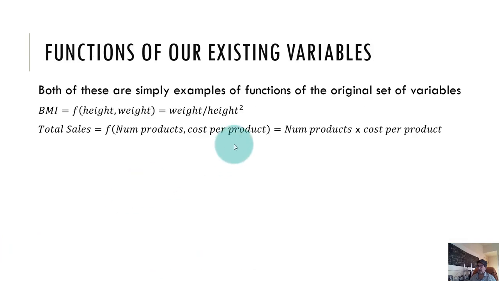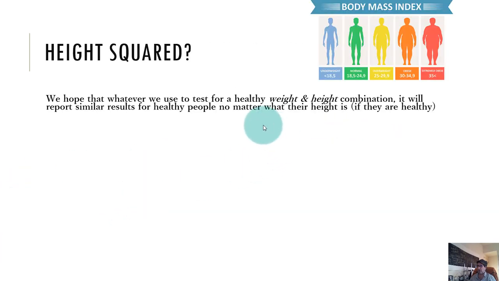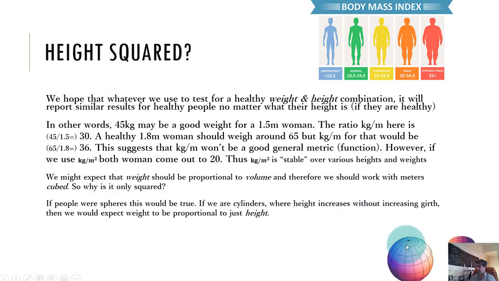We explained that these are just functions of variables. So this is one type of function, this is a different function. We gave some plausible reason for why we should use height squared. And that was because people are not like spheres, but they're also not like cylinders. So it's in between. This would just be height. This would be height cubed, and people are somewhat in between there. So it seems that height squared works pretty well.